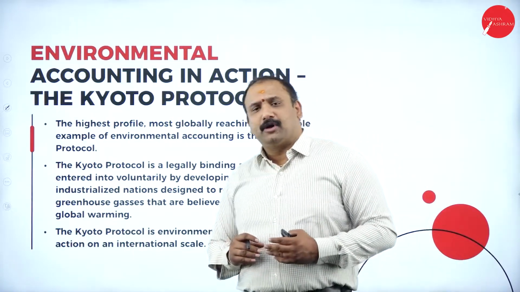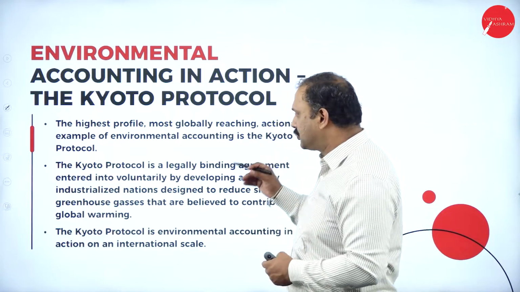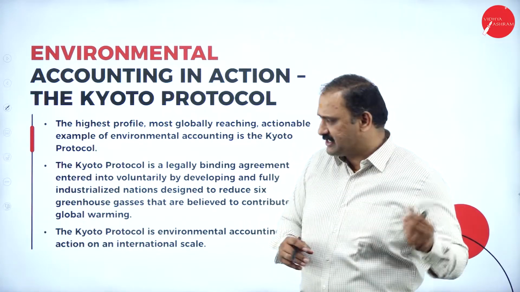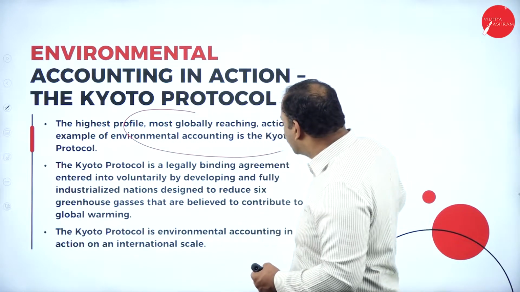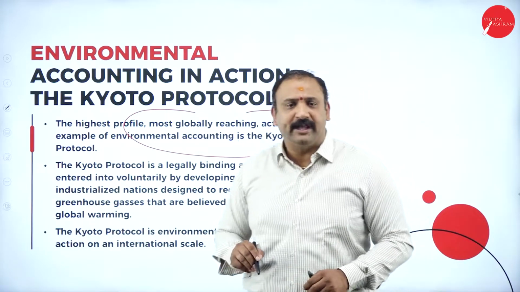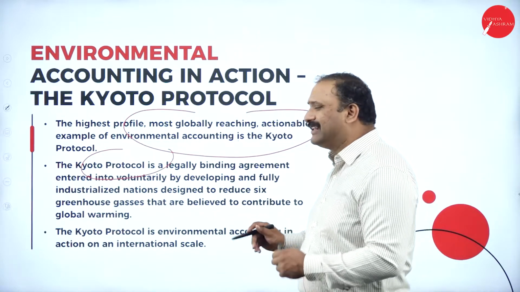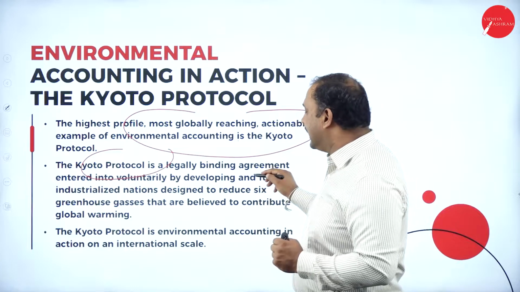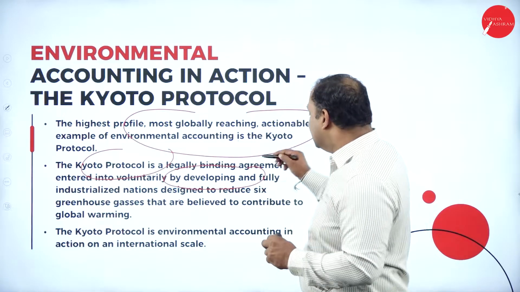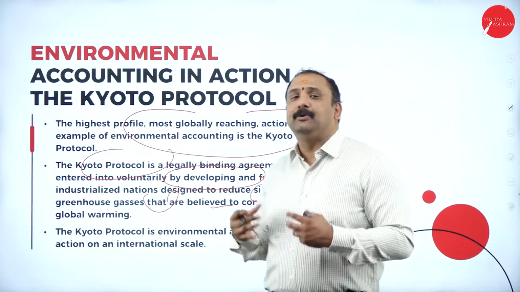Followed by, whenever we talk about environmental accounting in action, we start with the Kyoto Protocol, which talked about the factors of why we need to bring in environmental accounting. Starting here, the highest profile, the most globally reaching actionable example that we can talk about in environmental accounting is definitely the Kyoto Protocol. The Kyoto Protocol was a legally binding agreement entered into voluntarily by developed, fully industrialized nations, designed to reduce about 6 greenhouse gases that are believed to contribute to global warming.